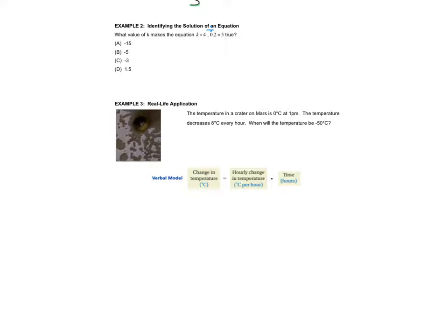So here we are on another example. So this one is a little bit different. We have a multiple choice question. We're trying to identify the solution of an equation. So the question is, what is the value of k that makes this equation work?